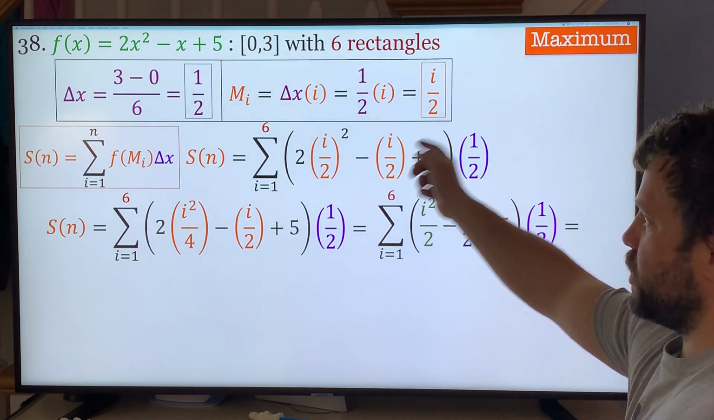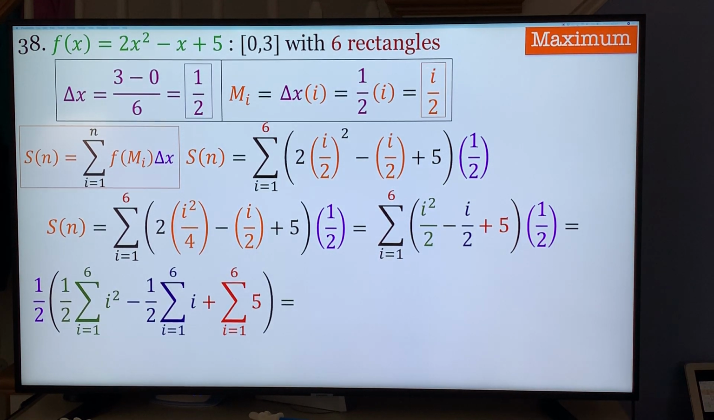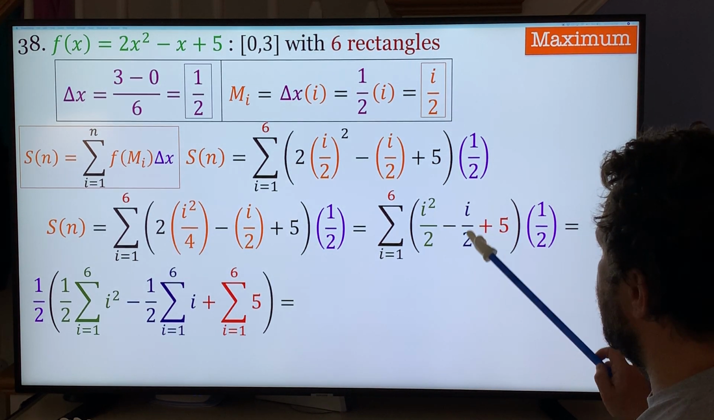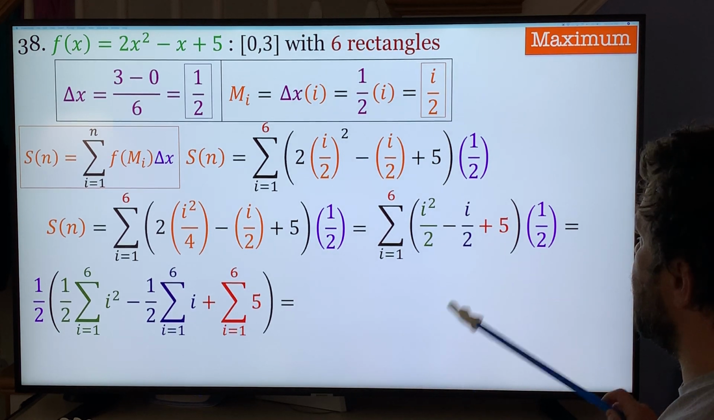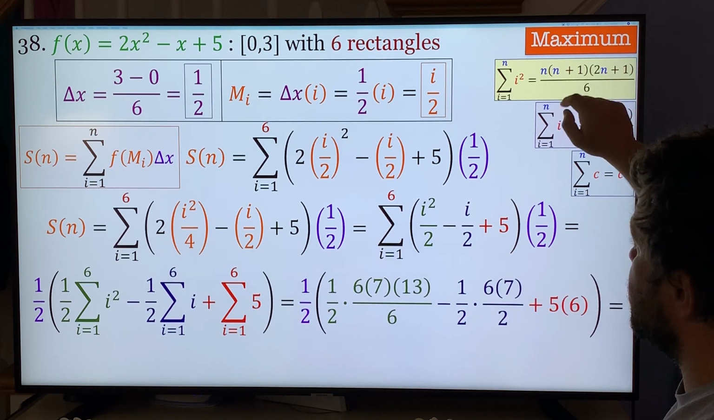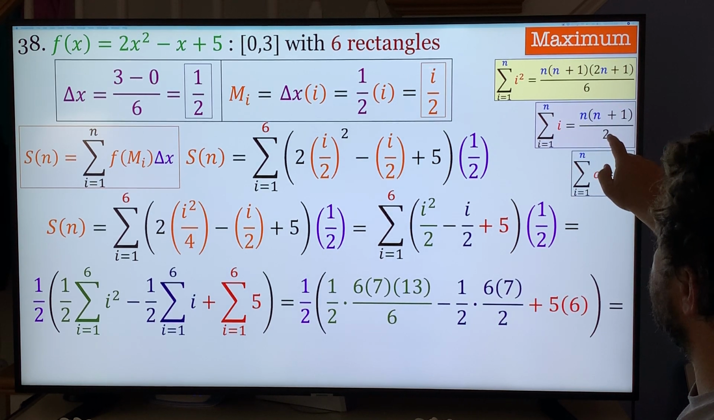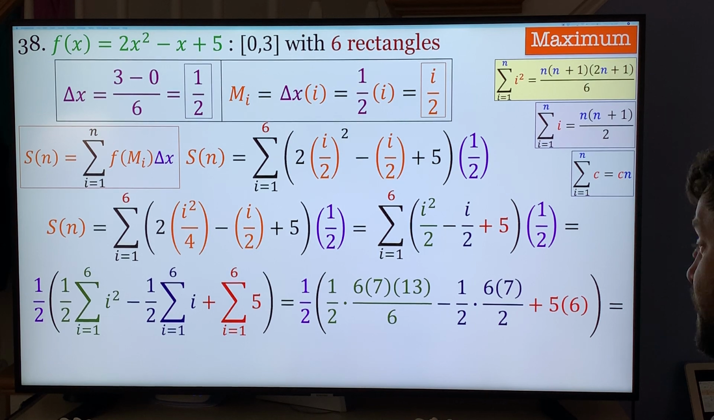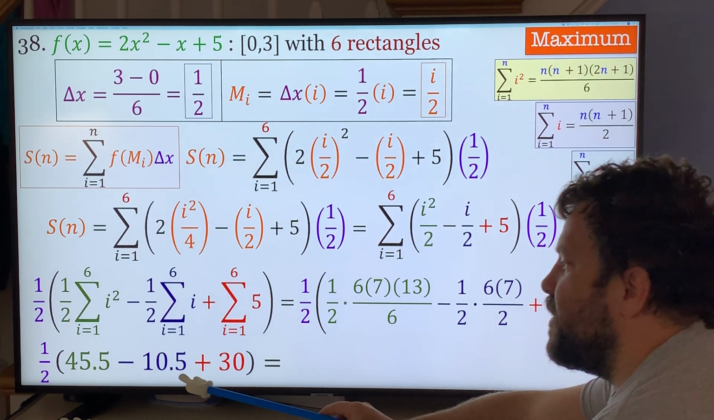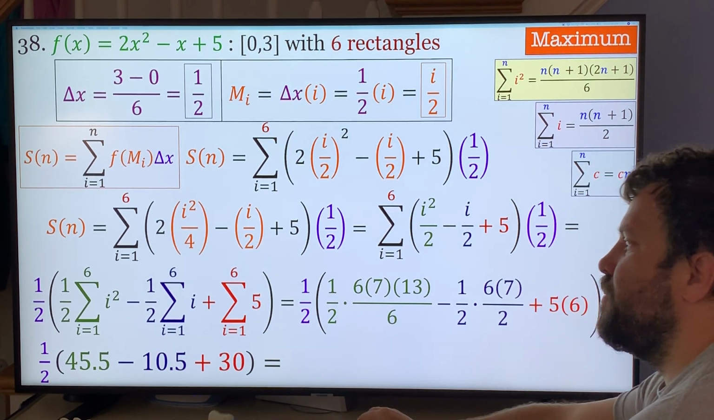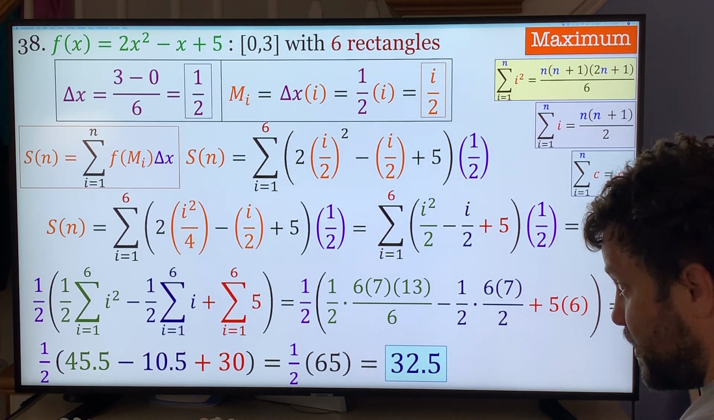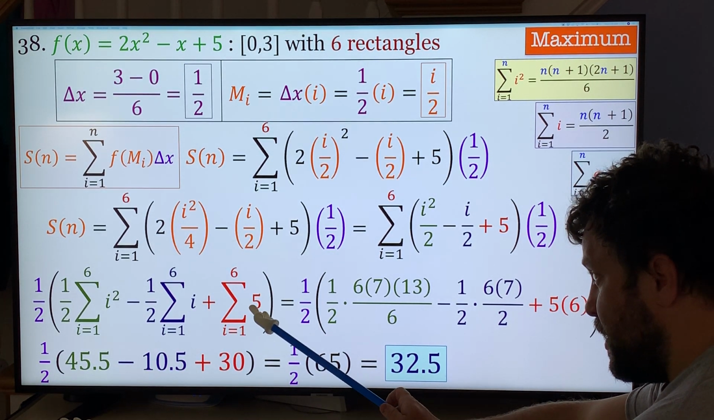See the 1/2? What do I do with my 1/2? Drag it to the front. So this is 1/2 i squared, negative 1/2 i, and this is just 5. Once again, I'm going to use my 3 formulas. 6 times (6 plus 1) times (2 times 6 plus 1) over 6, 6 times (6 plus 1) over 2, and 6 times 5. Then take 1/2 of this stuff added together. 1/2 of 65 gives you 32.5. The only difference here really is that number.